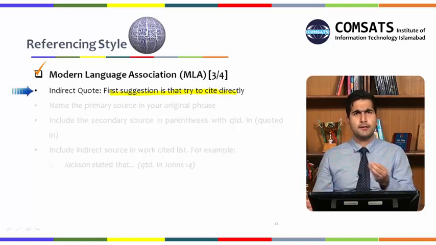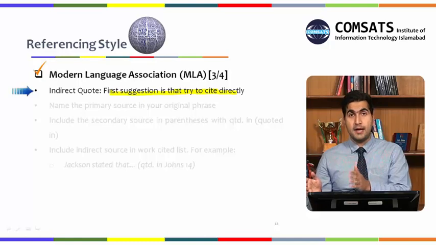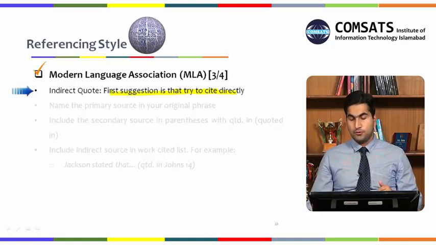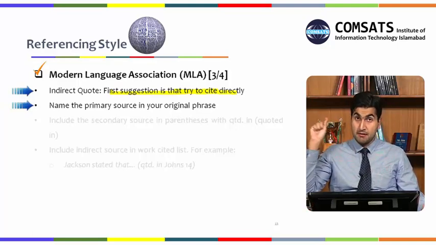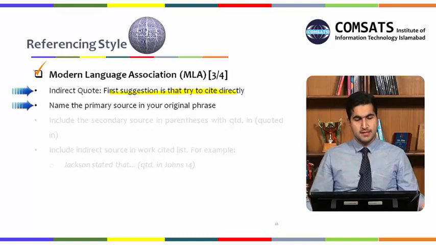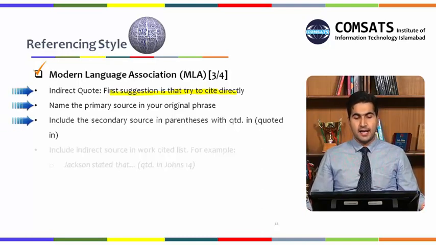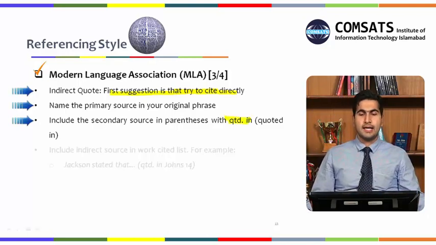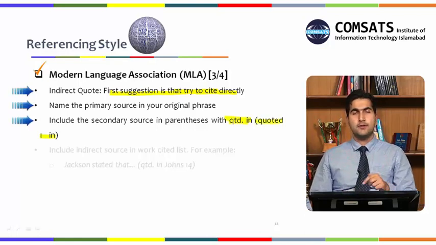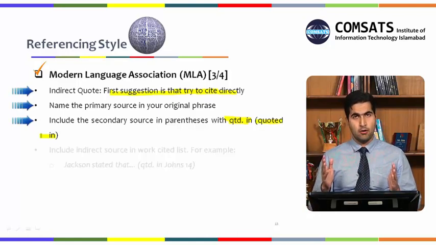But still, if it becomes difficult to find the original source, and you have to cite the material gathered by the secondary source, what do you do? You have to name the primary source, the main writer, in your original phrase, and then include the secondary source in parentheses, writing qtd. in, which refers to quoted in. So you write qtd. in, which means quoted in the secondary source. First you have to, of course, highlight the main writer, the primary source.